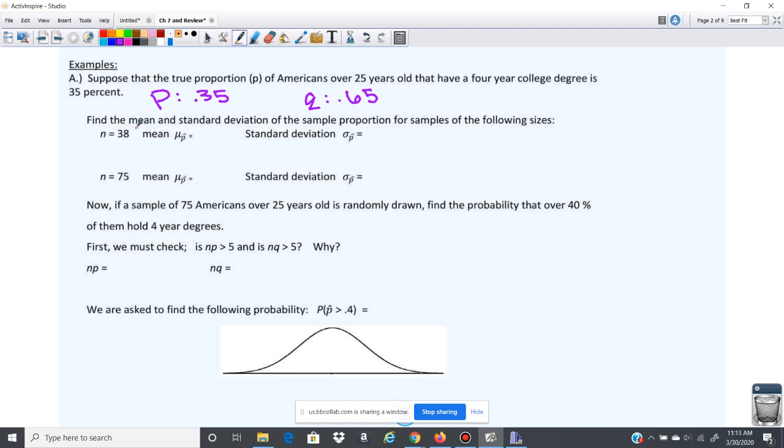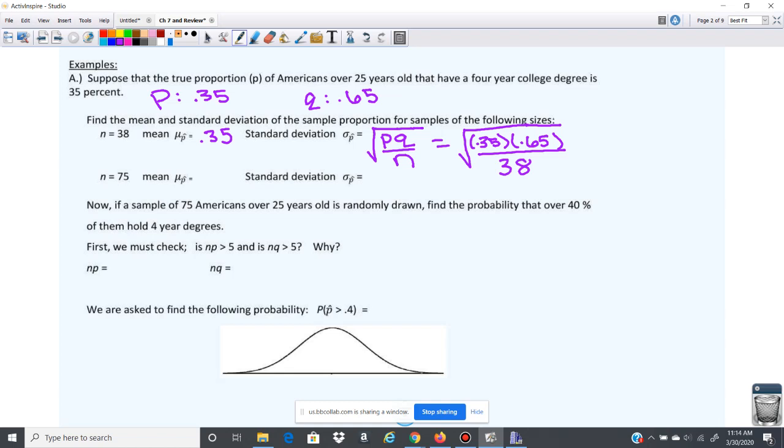For a sample size of 38, the mean is still going to be the same, 0.35, because the mean of the proportion is equal to the mean of the population, which is 35%. The standard deviation changes based on the sample size. The standard deviation calculation is the square root of PQ over n. So we have our P and our Q and our n. So this is the square root of 0.35 times 0.65 over the sample size of 38.